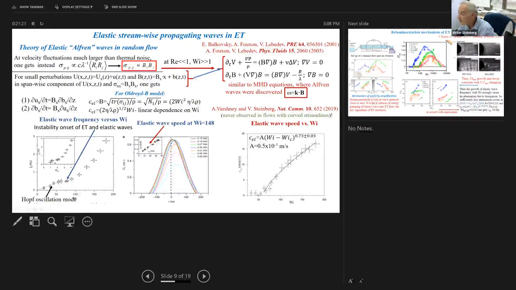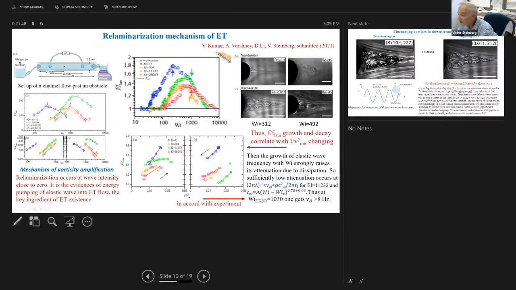I should tell that we have measured this already for several flow configurations, and all flows have this universal exponent, and this coefficient is also the same, but only for streamwise propagating waves. For span-wise, it's different. Okay, I didn't speak about the theory, but it doesn't matter. What is important is these waves.